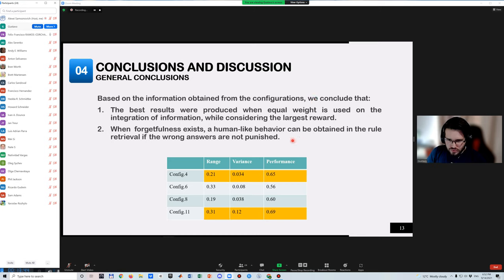And although we do not have the highest performance, we do not have an 80% similarity to humans, we are working on the other cognitive functions that would allow this performance to go higher.